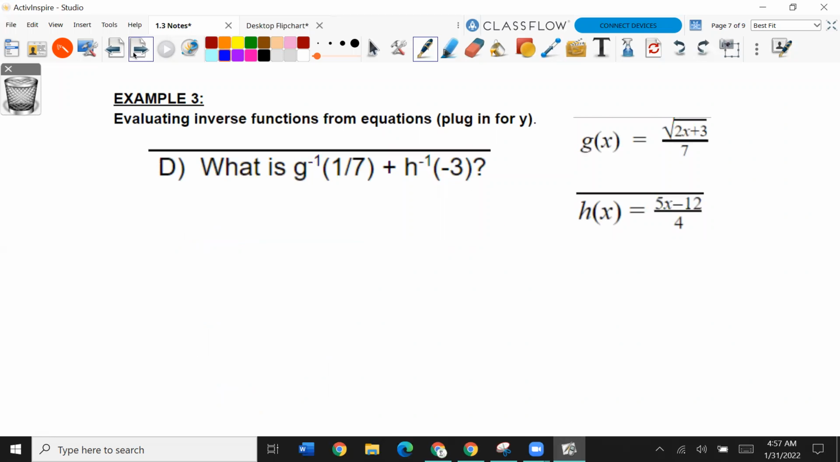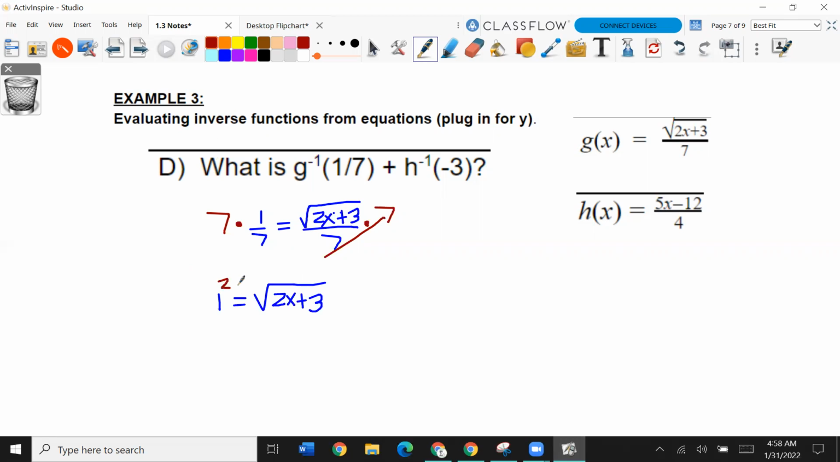All right, and letter D here, hopefully you've checked that. I wrote the functions over here too, so I have to keep toggling back and forth, but you should have them on your paper. I want to know what's g inverse of 1/7 plus h inverse of 3. So I'm just going to do this twice here. So let's do the first one. 1/7 equals square root of 2x plus 3 over 7. And then I'm going to times both sides by 7. 1/7 times 7 is 1. So I'll cancel out these 7s down here and just leave me with 1 equals square root of 2x plus 3.